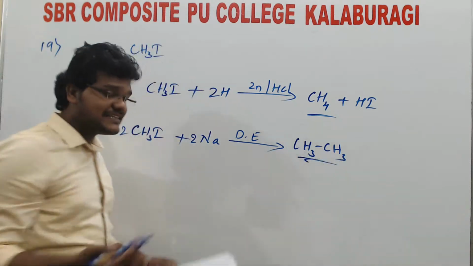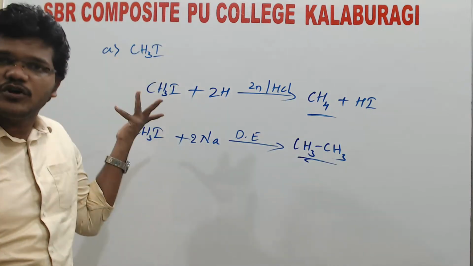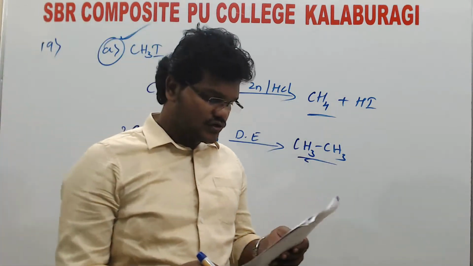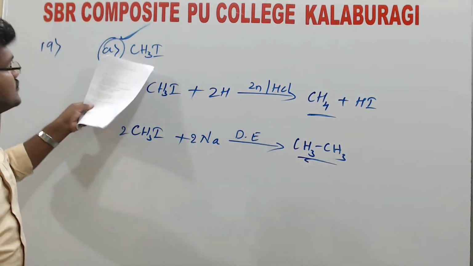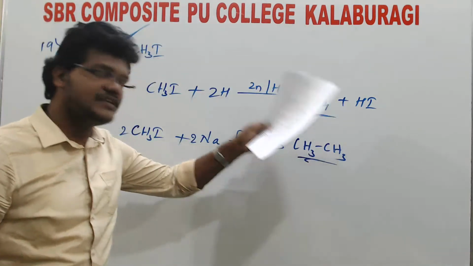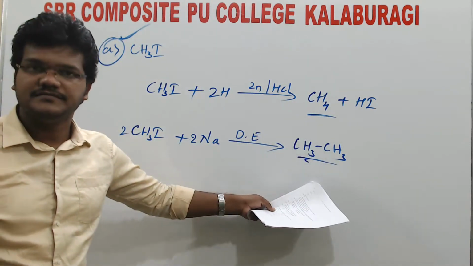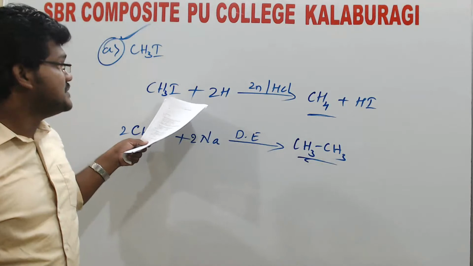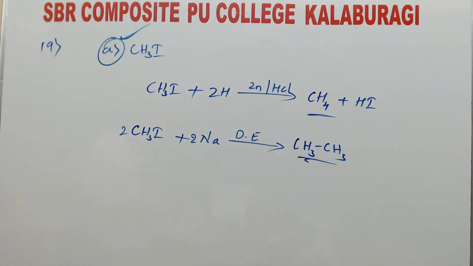Correct? So that's what they are asking: methane and ethane both can be obtained in a single step from what? Methyl iodide. It's possible. So option A is the correct answer for question 19. Methane by reduction, ethane by Wurtz reaction. By using the Wurtz reaction, methyl iodide can be converted into ethane, and by reduction into methane. Clear? Let us go for the next question, the 20th.